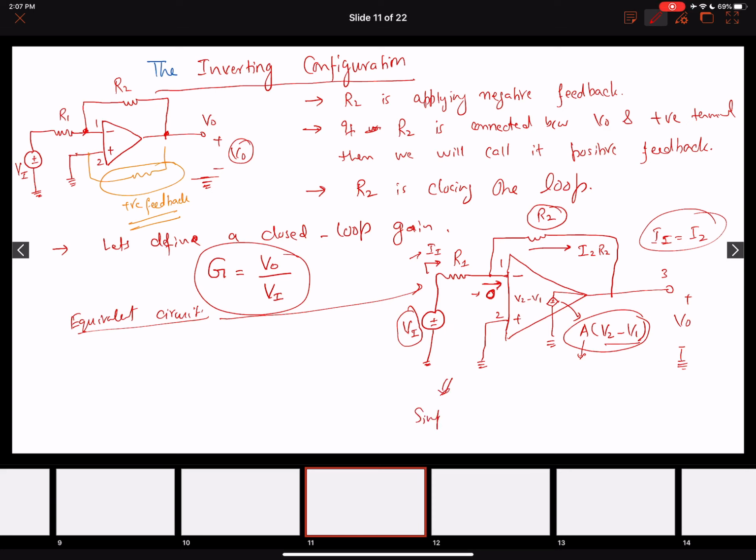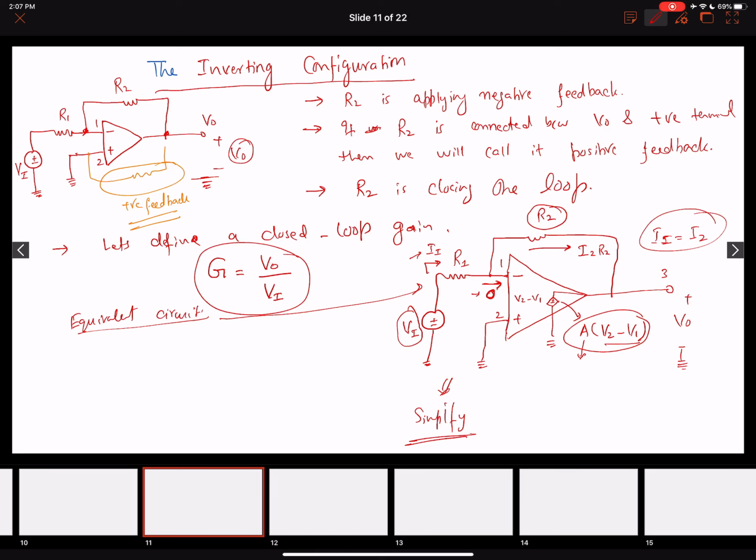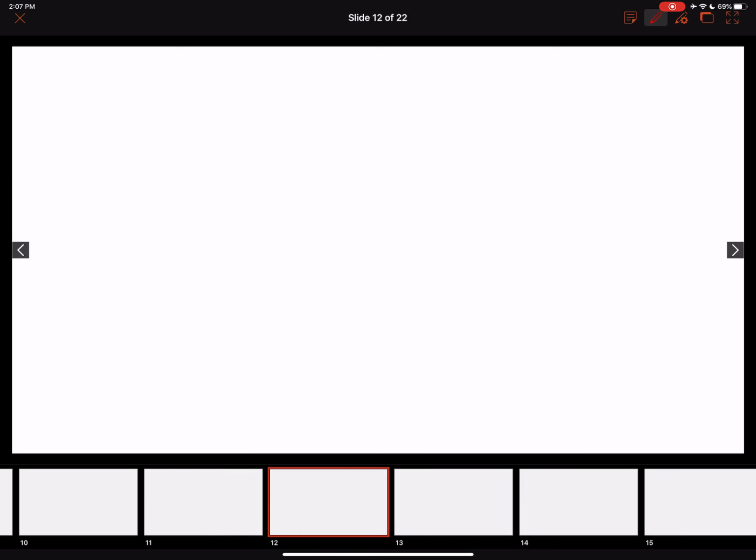So let me simplify this circuit a little bit more. If I have to draw a simple circuit, it is going to look like negative, positive, this resistor, V naught, R2, R1, plus minus input voltage VI, and the non-inverting input is grounded. The current drawn over here is II.